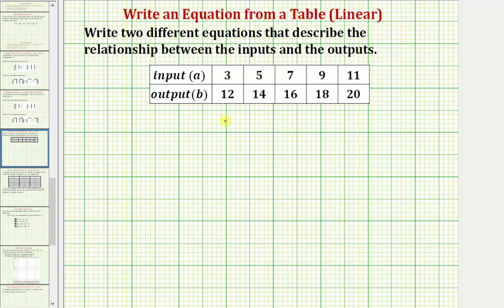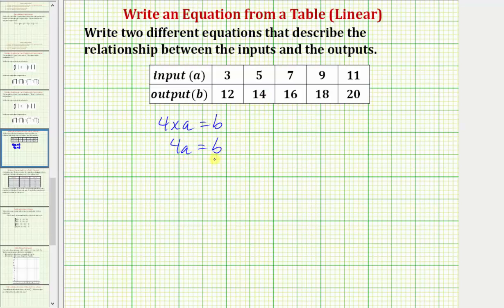So maybe we first recognize that looking at 3 and 12, 4 times 3 equals 12. So maybe we think the rule is that 4 times A equals B. So if we think the rule is 4 times A equals B, which you can also write as 4A equals B, we want to make sure it is true for the other values of A and B.